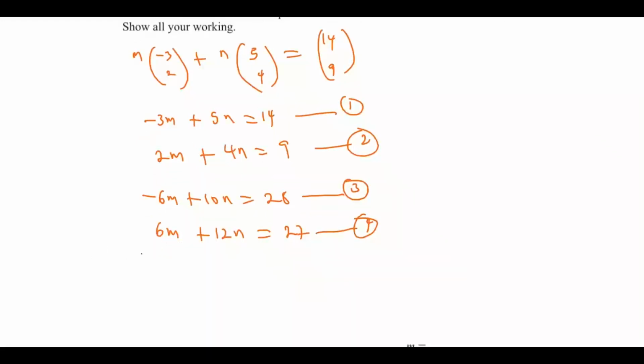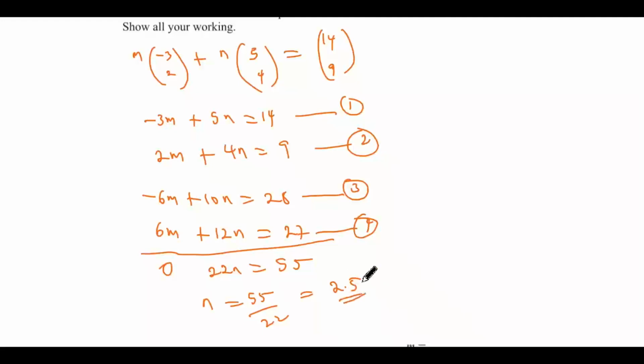So we can easily add equations 3 and 4. If you add these together, the m terms give 0. m has been eliminated. Adding the n terms, you get plus 22n, and adding the right sides, you get 55. So from here, n equals 55 divided by 22, which implies that n equals 2.5. Okay, n equals 2.5.